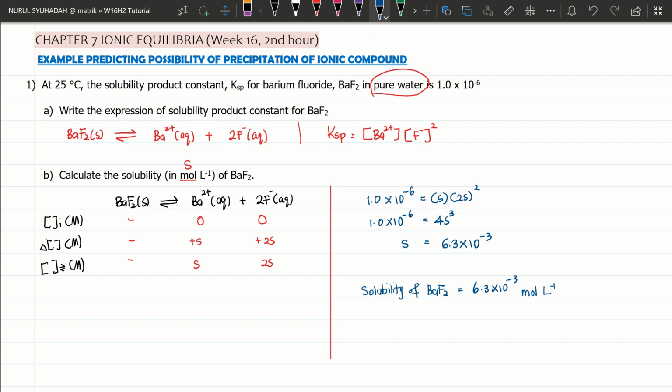Dia macam awak pergi kedai, awak minta air Milo, tapi orang kaunter bagi awak air kopi. Dia macam tu lah. Salah dia. Okay. Give whatever the question asks. Dia minta mole per liter, kita bagi dia mole per liter. Okay, so now let's move on to part C.